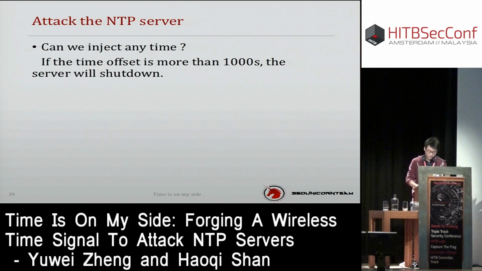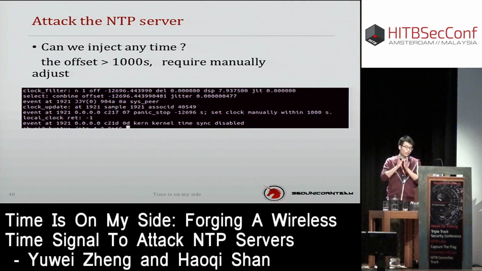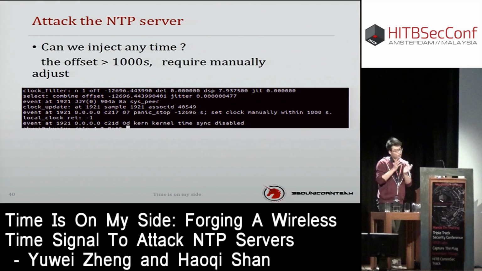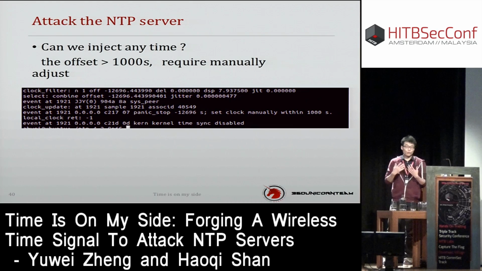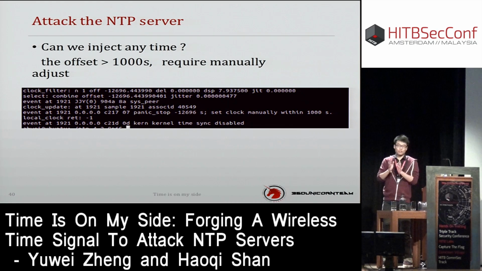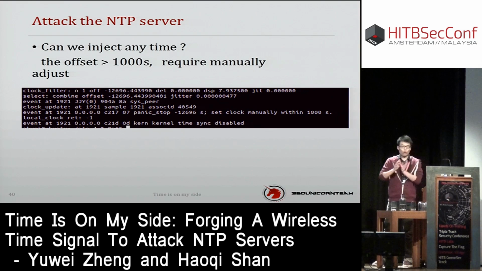So now what we can do is make things slower. If you want to inject any time, the first time we inject a time, the offset must not be more than 1,000 seconds, such as 900 seconds. After this step takes effect, we inject another 900 seconds, and so on, more and more. This is quite slow.